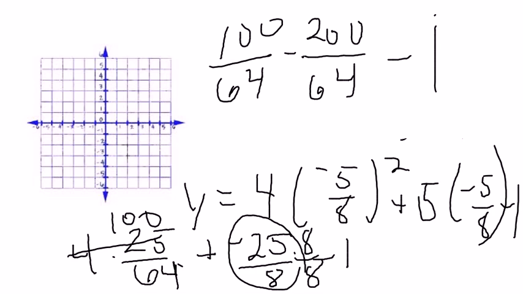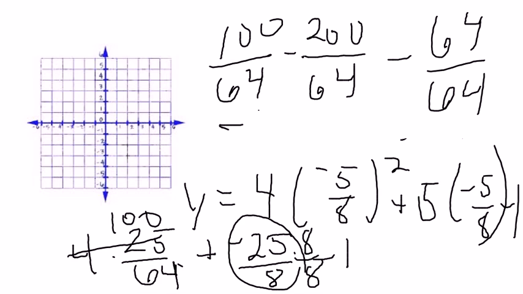So let's just fix that there. 64/64ths. Let's make it easy. Okay? So now we can just subtract straight across. 100 minus 200 minus 64. That's going to give us negative 164/64ths. Okay, and then you just divide that out.